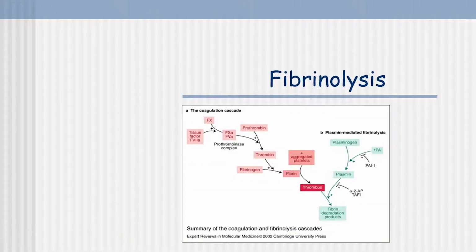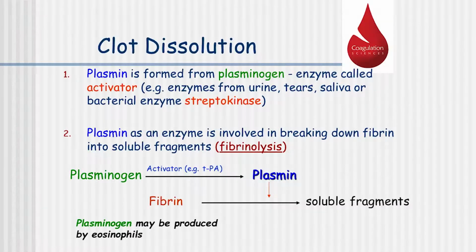Now, if the clot is within the body, then we have something called fibrinolysis. And fibrinolysis is the process where the blood that has clotted is now dissolved. In this case, you are looking at plasmin. Plasmin is formed from plasminogen, and the enzyme activators are the enzymes from urine, from tears, from saliva.